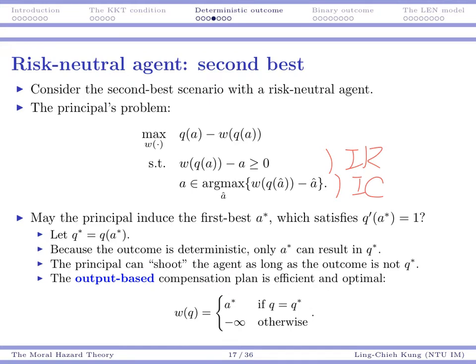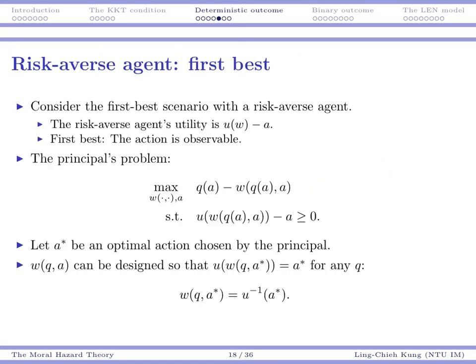Because once you as an agent get this compensation plan, all you will do is to choose A star, and then the principal's problem is solved. So whether the action is hidden or not doesn't really matter. Okay, you say, well, that was because the agent was risk neutral. So how about the risk averse agent? If the agent is risk averse, do we still have that?